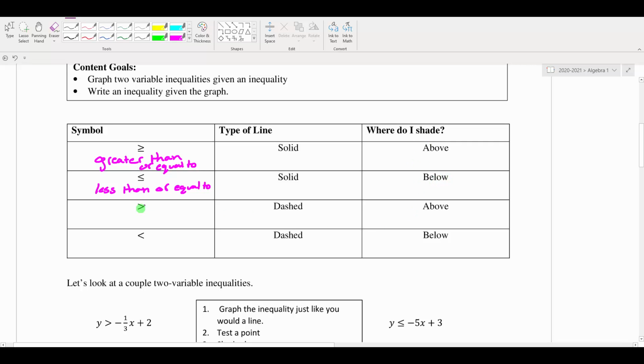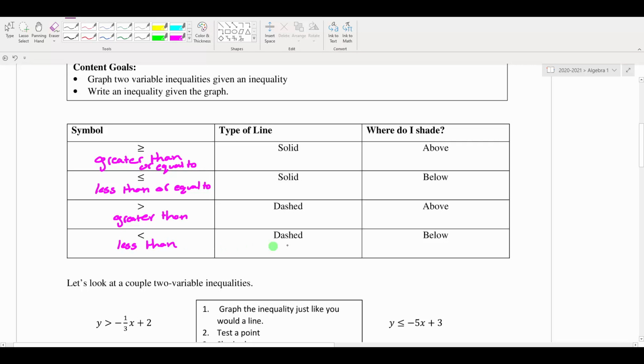All right. Now this is just simply greater than. We're not allowed to be equal anymore. You'll notice the equal to bar is missing underneath the inequality symbol, so this is just greater than. And we're going to make a dashed line. We're not allowed to use any of the points that are actually on the line, so we have to be strictly above the line. So we shade above the line with a dashed line, indicating that we cannot use any of the points that are actually on the line.